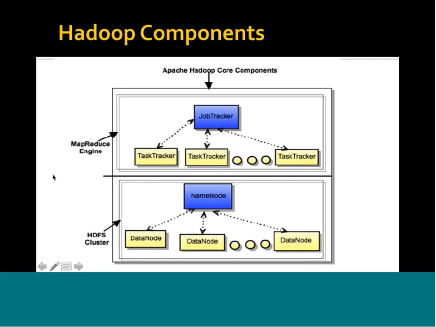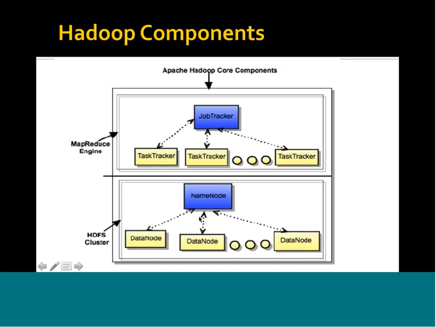Whenever a request comes from the client, it will not be made directly to the data node. That request will be made to the name node, and the name node will tell the client which all data nodes are there where the data actually has to be stored, right? So these 2 components make up your HDFS, right?